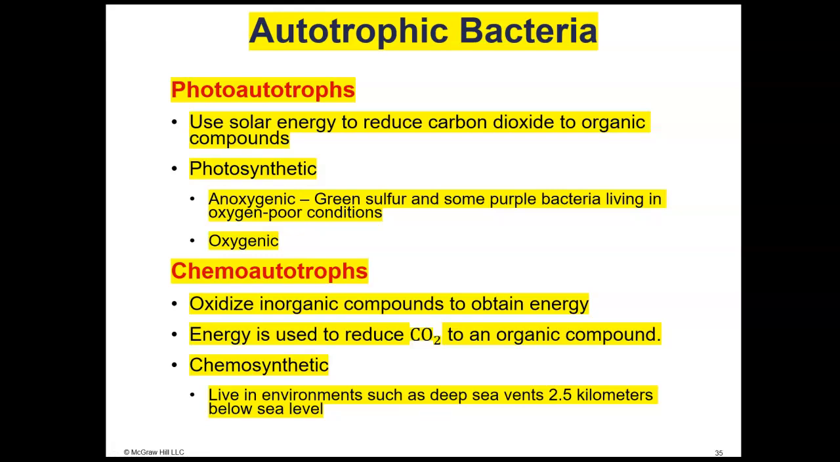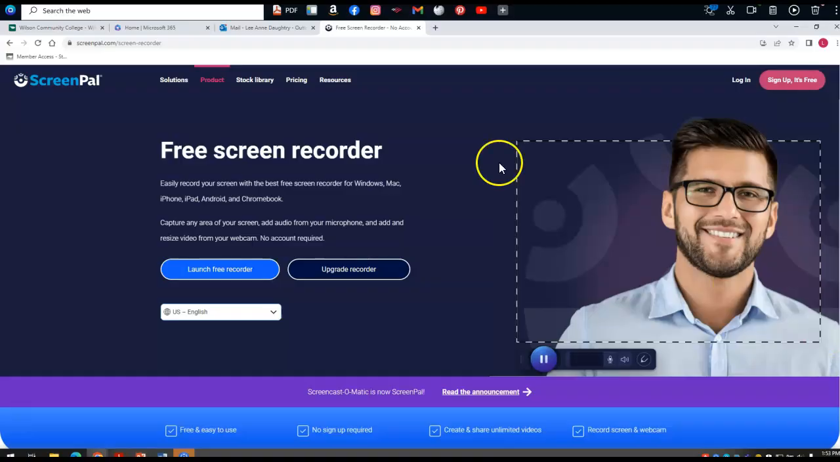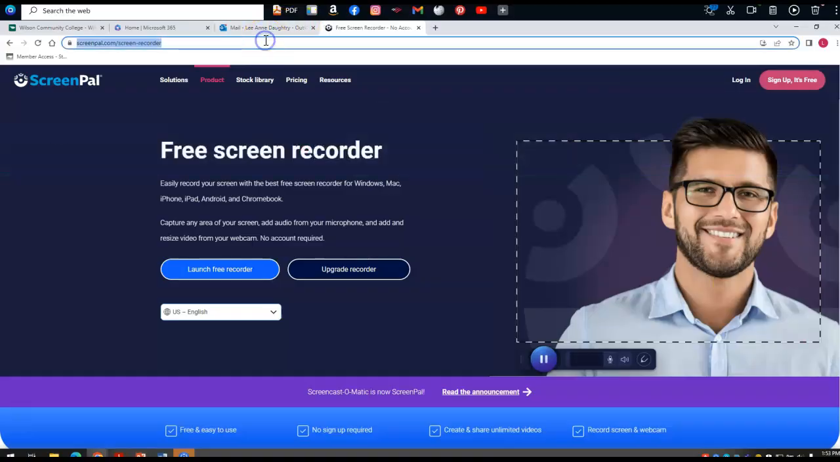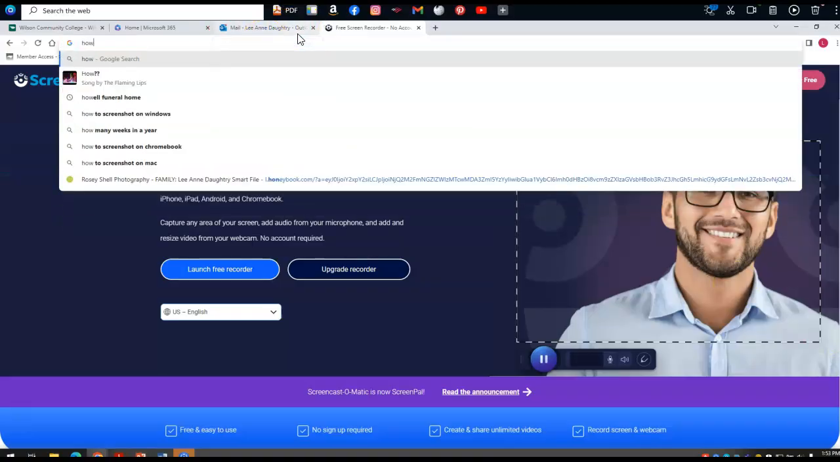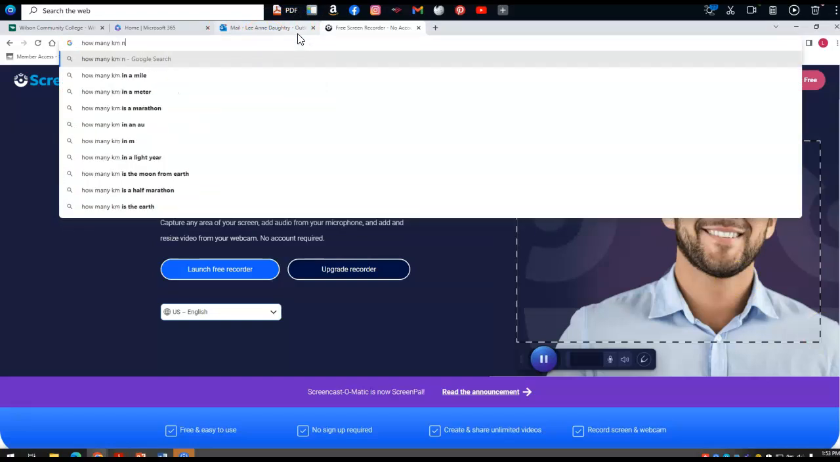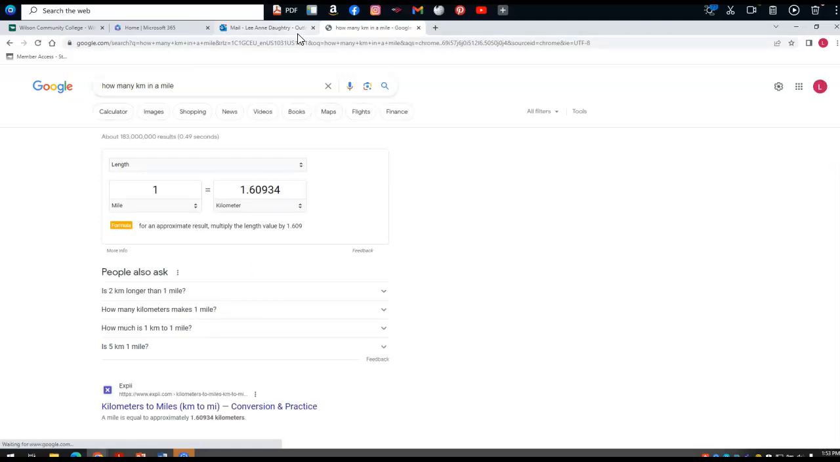And since we don't deal with kilometers much, and I don't know it by heart, let's see, how many kilometers in a mile? A kilometer is bigger than a mile. It's 1.6 kilometers in a single mile. And 1 mile is 1.6 kilometers.